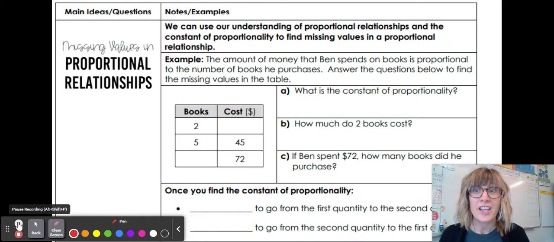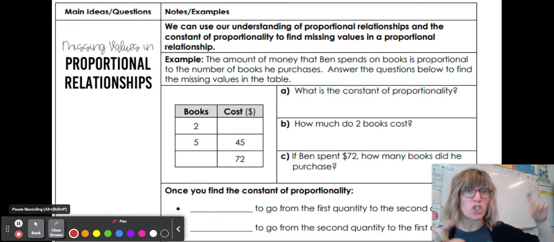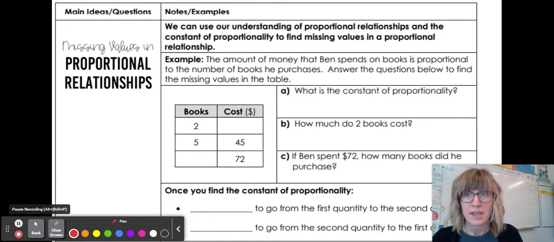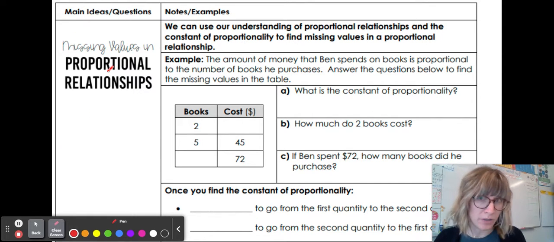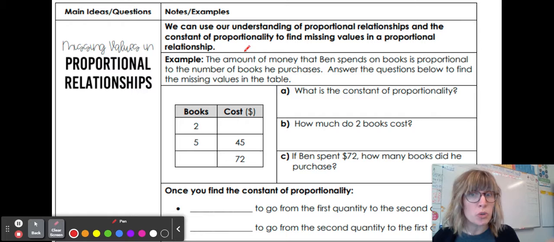So in this video, we're going to be thinking about what we know already about proportional relationships and about the constant of proportionality, meaning how much it's changing by each time. And we're going to solve some mysteries. So we are going to be determining some missing values in a relationship that we know is proportional or constant. We can use some data that we have or a ratio that we have to find others.